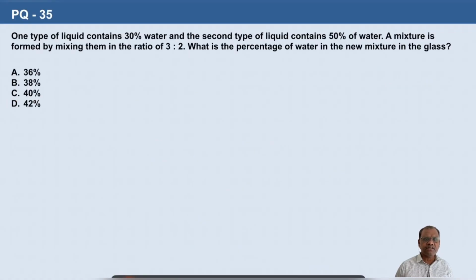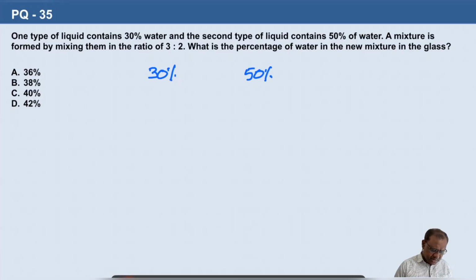Question number 35. One type of liquid contains 30% water and the second type of liquid contains 50% water. A mixture is formed by mixing them in the ratio of 3:2. What is the percentage of water in the new mixture in the glass? So one type of liquid contains 30% water and another contains 50% of water.